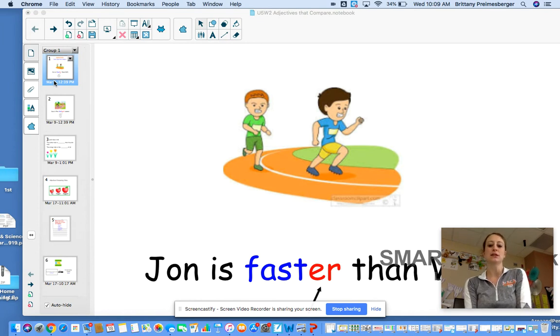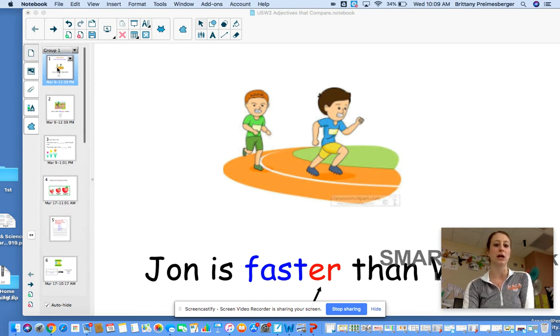So the last thing we learned about were adjectives. Now, adjectives describe a noun, a person, place, or thing. So it can tell you the size, the color, how it feels, how something tastes. Now we're going to dive a little bit deeper, and we're going to talk about adjectives that compare.